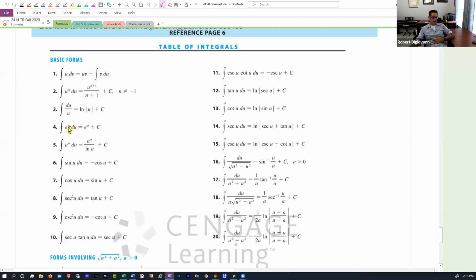What's the antiderivative of e to the u? Oh, e to the u plus c. What's the antiderivative of sine of u? Oh, negative cosine u. What's the antiderivative of cosine u? Oh, sine u. So just be aware that these are here. Formula 17, we're going to use a lot. I don't want us to sit here and try to memorize these right now, and I'm not asking you to memorize them. I just want you to know they're here, because I'm going to be pointing back to these later.